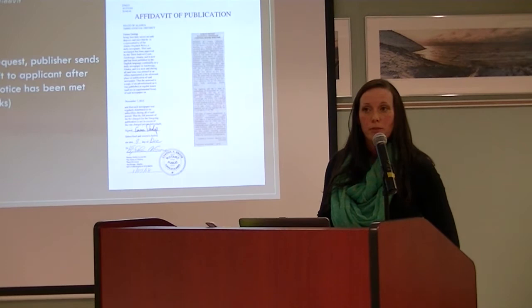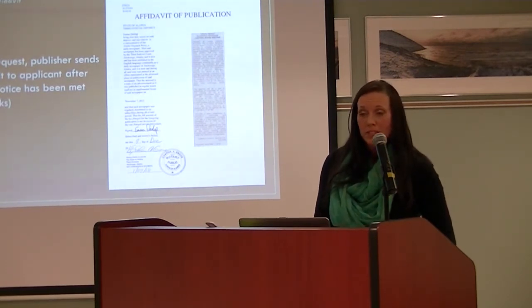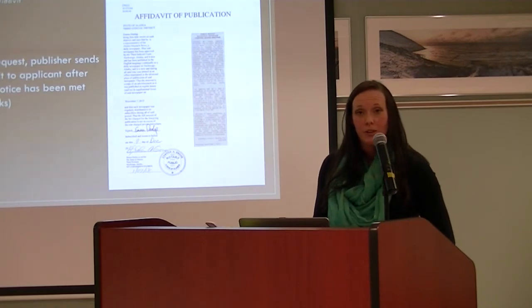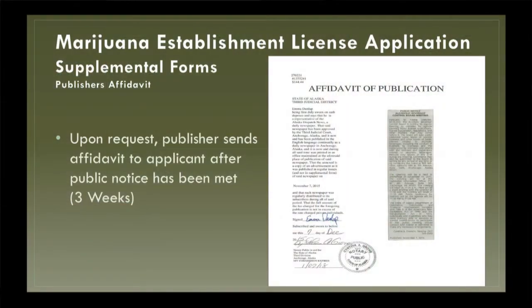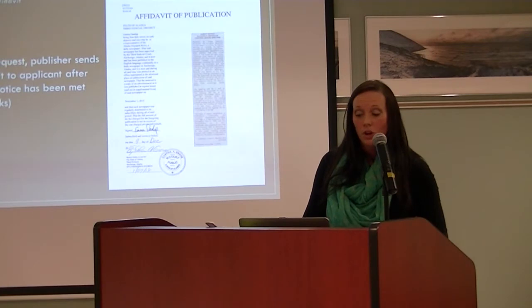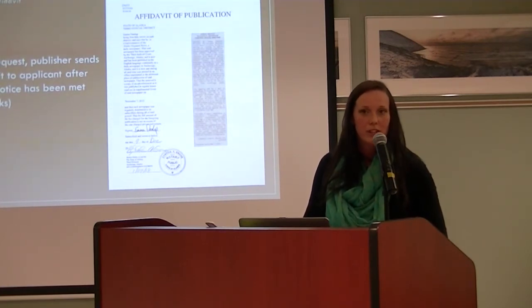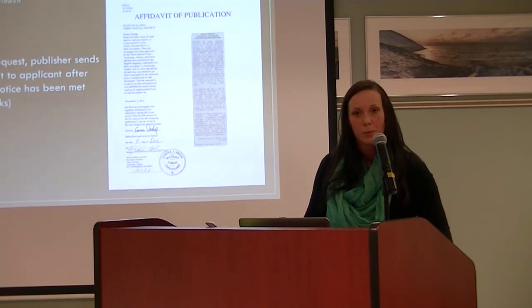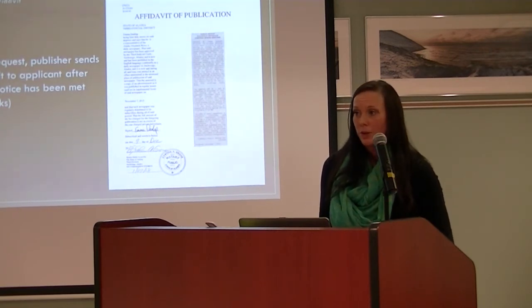So this next supplemental form is not a form that we provide for you. It's even easier because you don't have to fill out anything. This is your affidavit of publication, and it is produced by the newspaper who runs your ad. So after those 3 weeks are complete of once a week for 3 consecutive weeks of your advertisement, notifying the public of your license application, then the newspaper is going to produce this affidavit for you, and they'll either mail it to you or you can go pick it up.